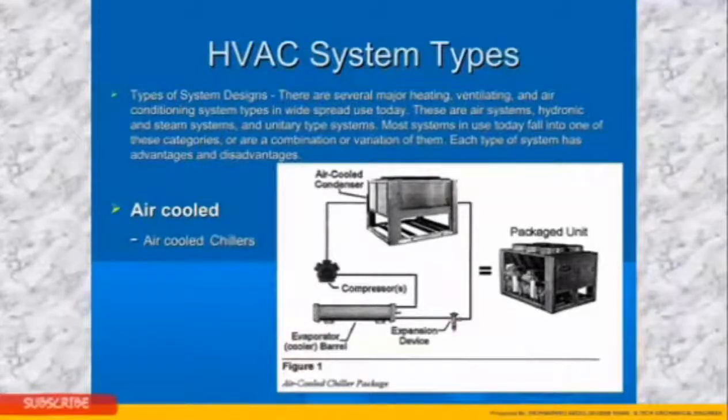Now if you look at this diagram, it's a typical air-cooled chiller where you have the air-cooled condenser, the expansion valve, the compressor and the evaporator, which is also equivalent to a compact package unit. So depending on your system requirement and the project requirement, you need to choose any one of these systems, or a combination of both, or multiple design systems.